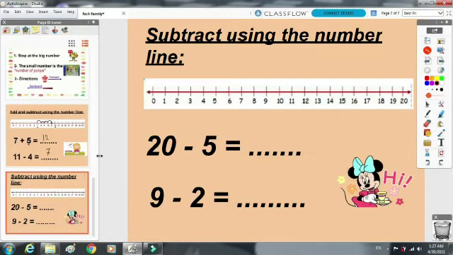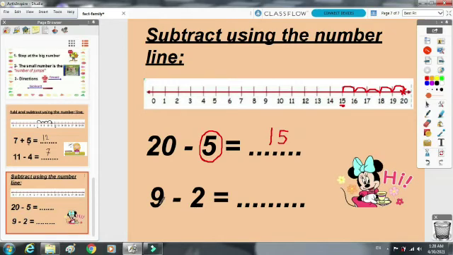4 more examples. Subtract using the number line. Here I have 20 minus 5. We said that using the number line, we have to stop at the big number. The big number here is 20, so we will land on 20. And the small number is the number of jumps, so we will make 5 jumps. I have here minus. When we have plus, we move forward. When we have minus, we move backward, so I will make 5 steps backwards. 1, 2, 3, 4, and 5. I stop at 15, so the answer should be 15.